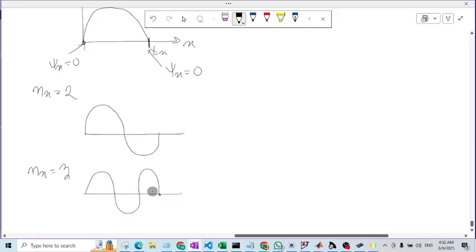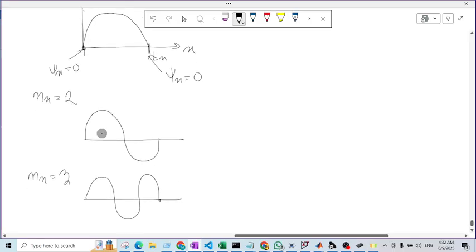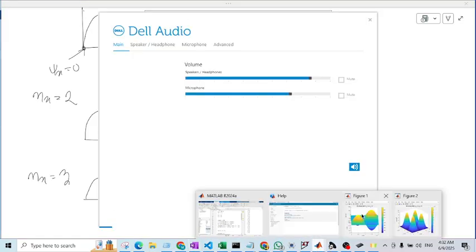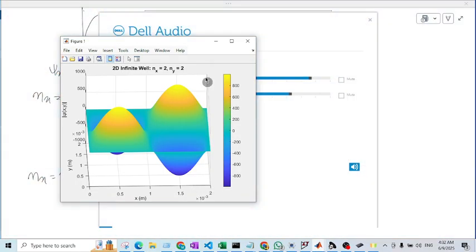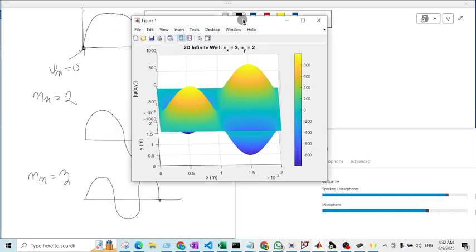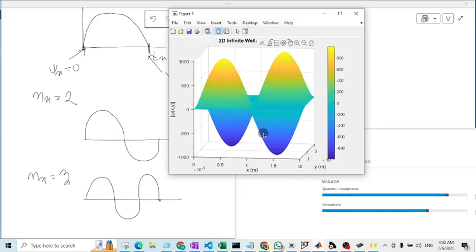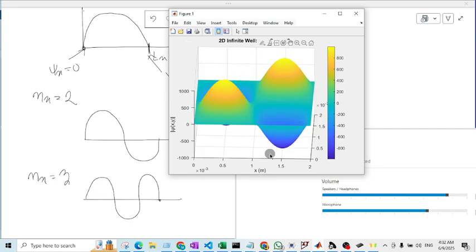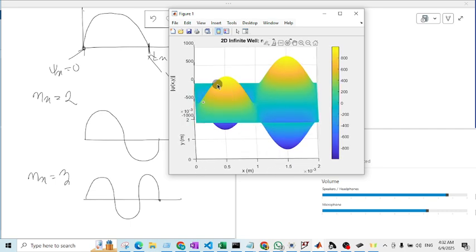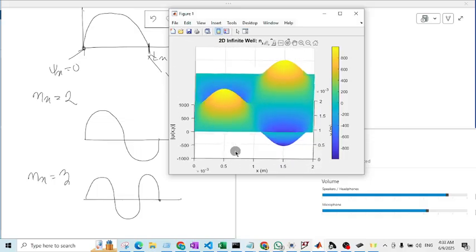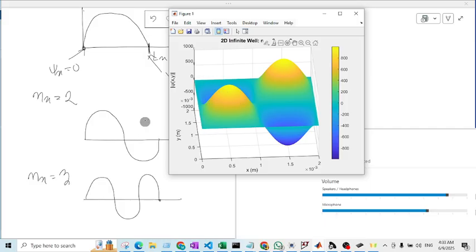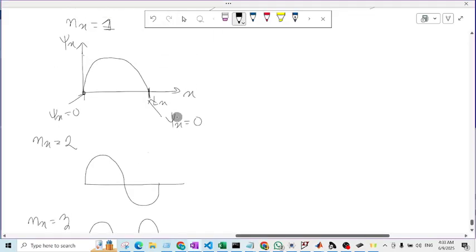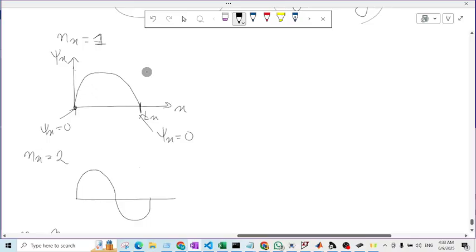Okay, so let's see, when nx is equal to 2, I get... If I see from the x-axis, you'll see that one is at the highest magnitude and another is at the lowest magnitude. Okay, this is okay. And similarly, this same thing will happen for y.